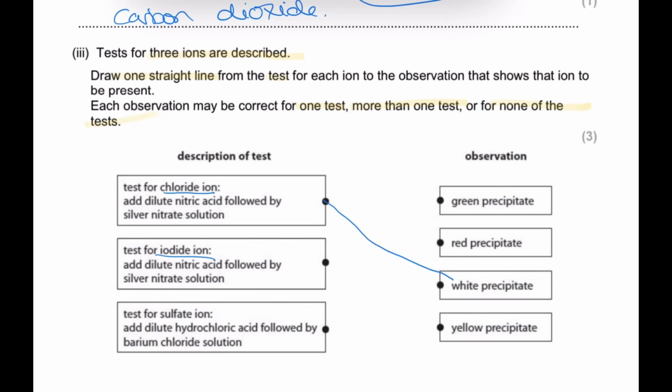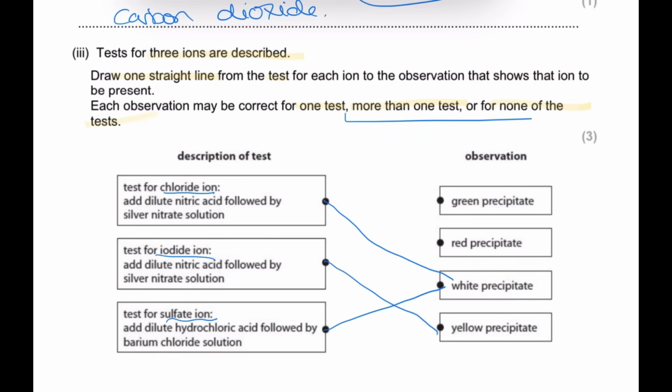The test for iodide ions is to add nitric acid followed by silver nitrate solution, and we get a yellow precipitate. Now we test for sulfate ions. We add dilute hydrochloric acid, followed by barium chloride solution. We will get a white precipitate.